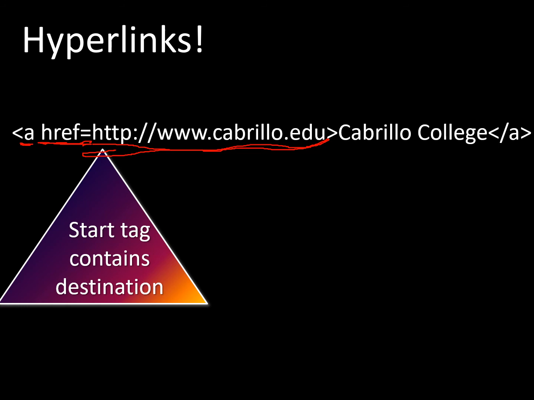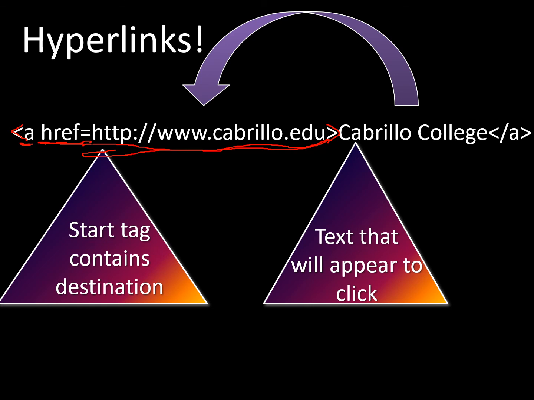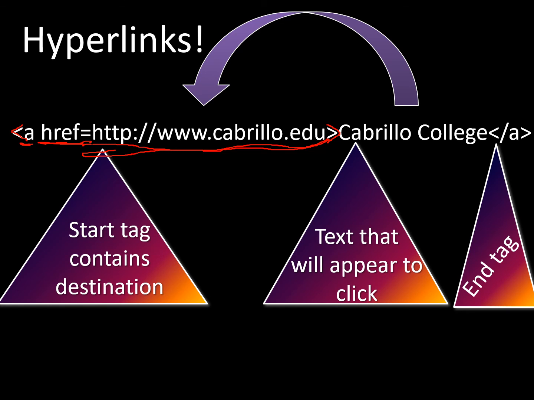And you can see this whole part here is the first tag. Then you're going to see that the text that will appear is just going to be Cabrillo College. They won't see the whole link. They're just going to see Cabrillo College. And that is what links to this hyperlink here. And lastly, you need your closing end tag to close off the text here for your hyperlink.